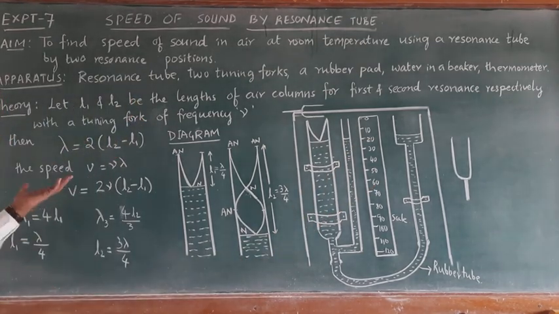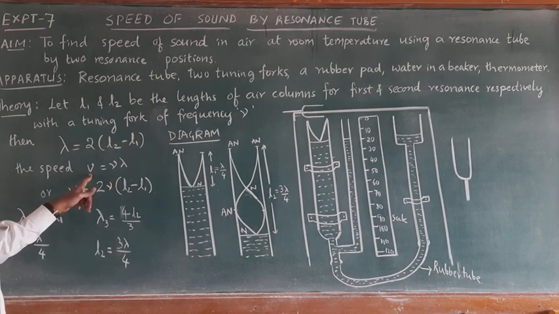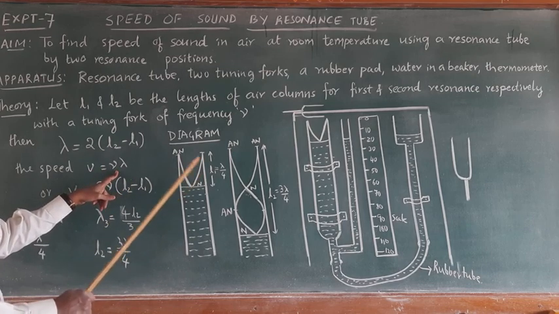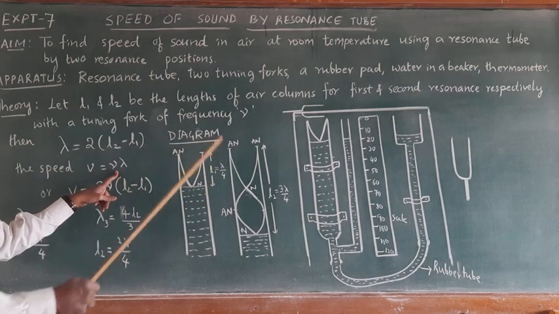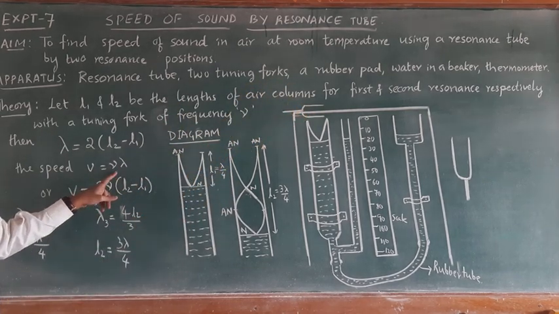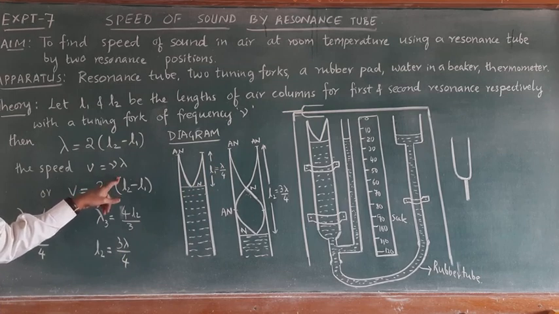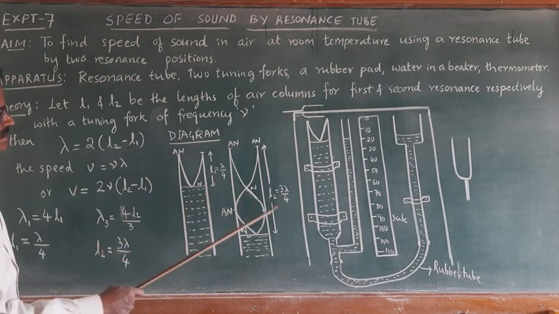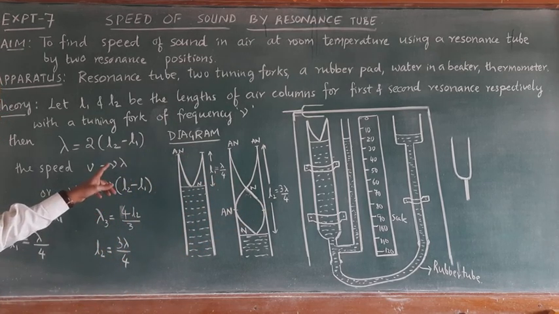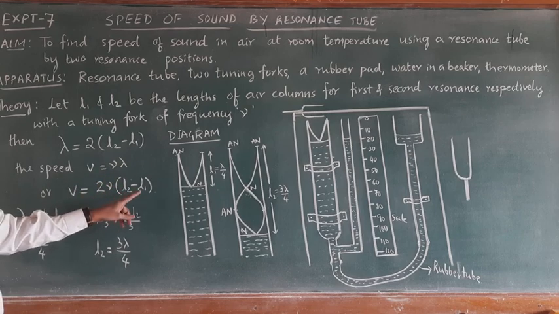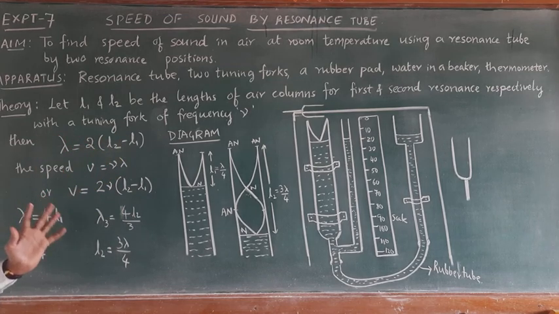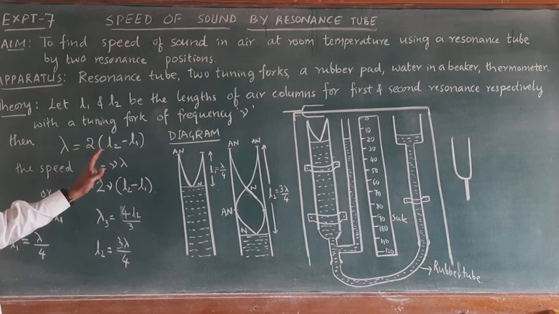So here is our equation. The equation for finding speed of sound is given by v equal to nu lambda, where nu is the frequency of the vibrating air column, which is also equal to the frequency of the tuning fork at resonance. So we take nu as the frequency of the tuning fork, and we find the wavelength using these two resonating lengths L1 and L2. So lambda is equal to 2 times (L2 minus L1).